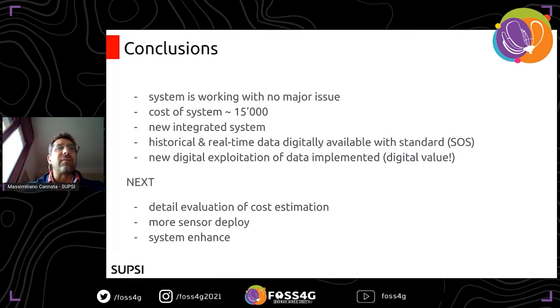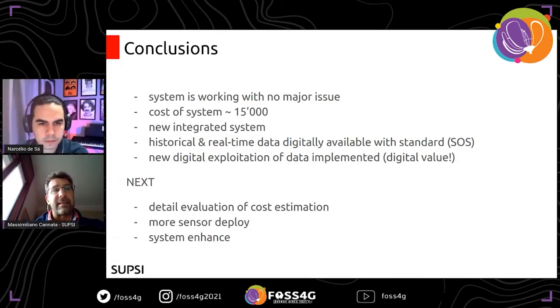So we have a new integrated system which collects data and puts together all the data of the limnological sector and makes them readily available for analysis. The data are available using a standard, the Sensor Observation Service, and we have new digital exploitation of data. So we are creating new digital value.